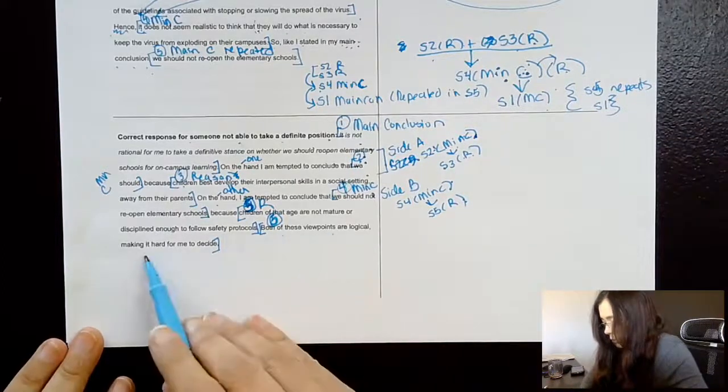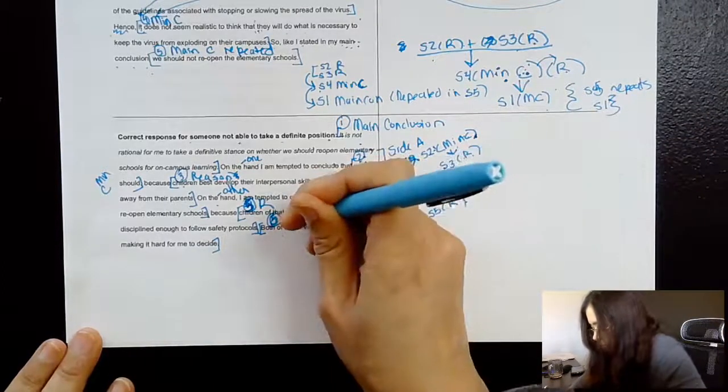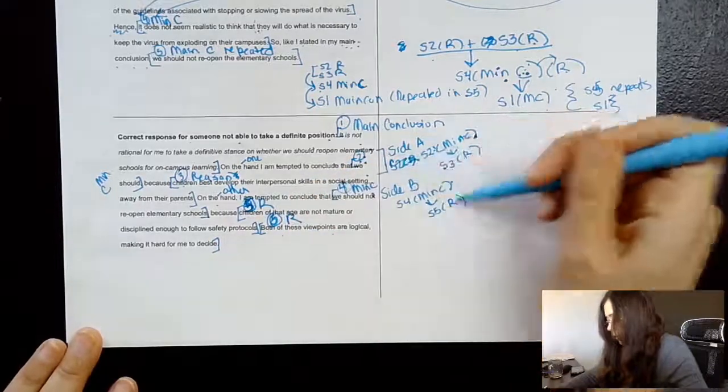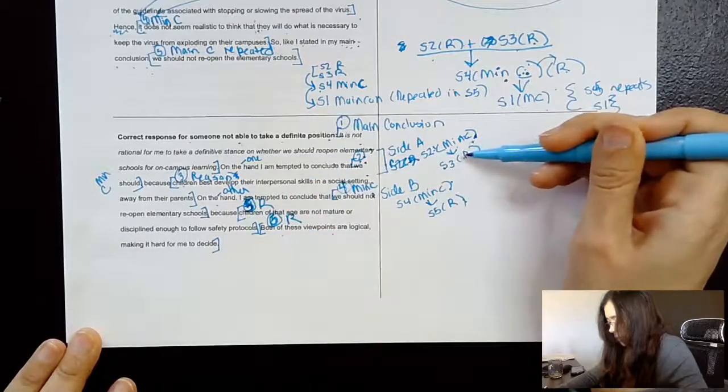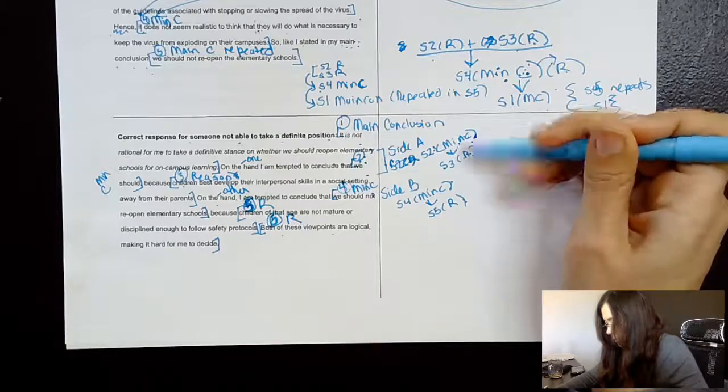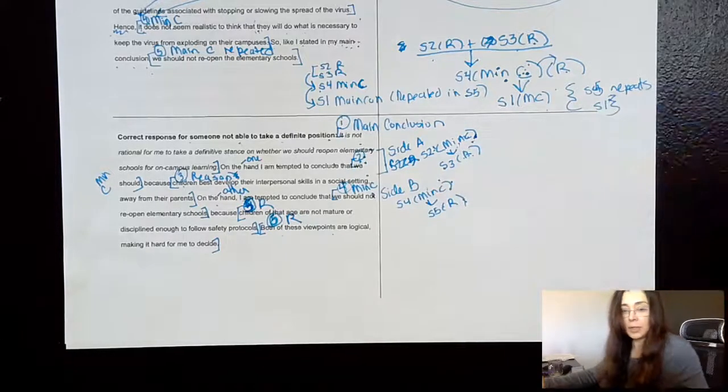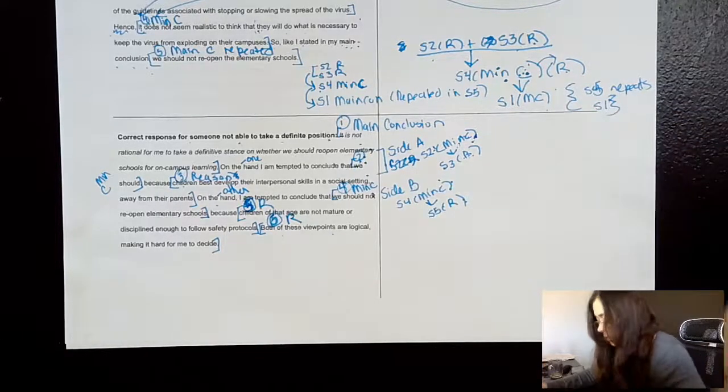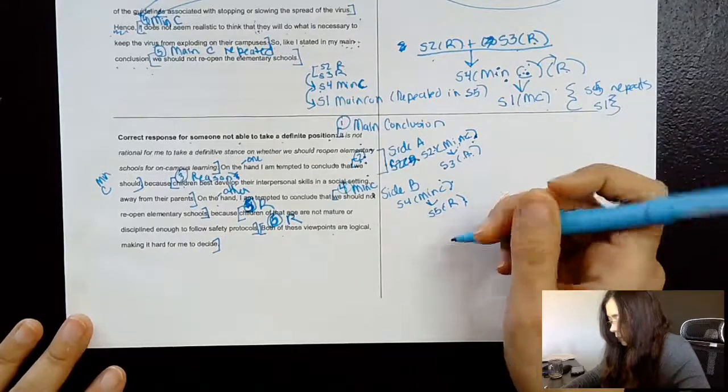All right, so then they say both of these viewpoints are logical, making it hard to decide. So this is also a reason. So they're saying, well, now that I'm looking at this, right, they're both logical. They both have reasons in support of their conclusions. It makes it hard for me to decide. Reason itself is not enough. So this is another reason right here.